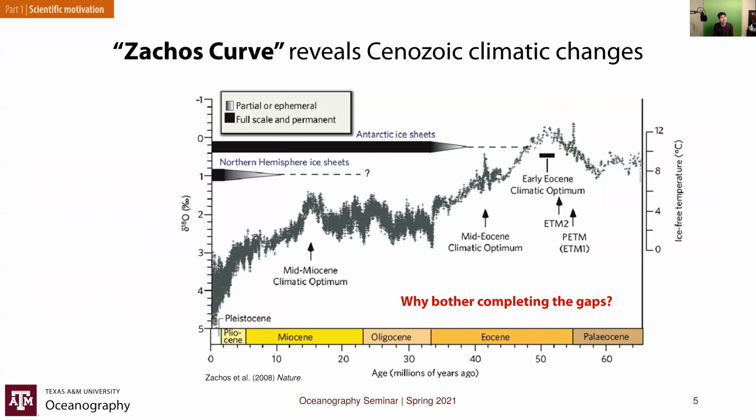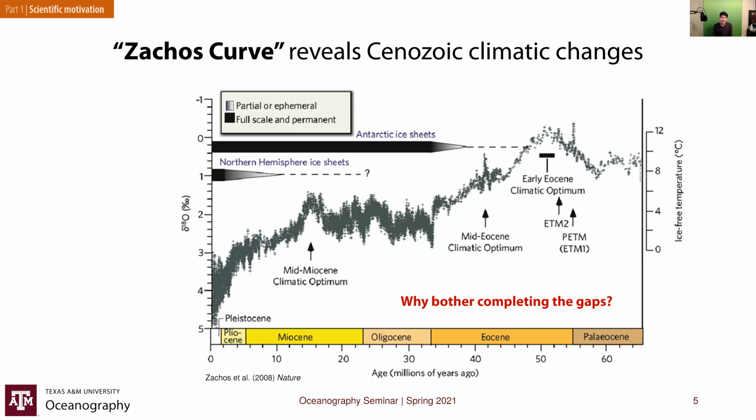So you might realize that it's already clear to us how the Earth's climate changed over the last 66 million years. So why are we bothering to complete the gaps of these Cenozoic climate curves? It seems like there are no gaps at all in the Zachos curve, right?